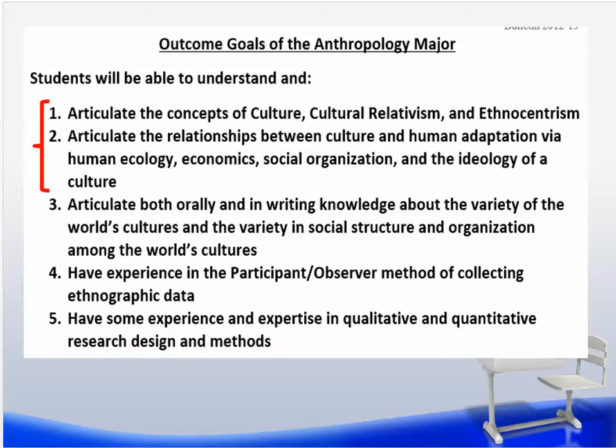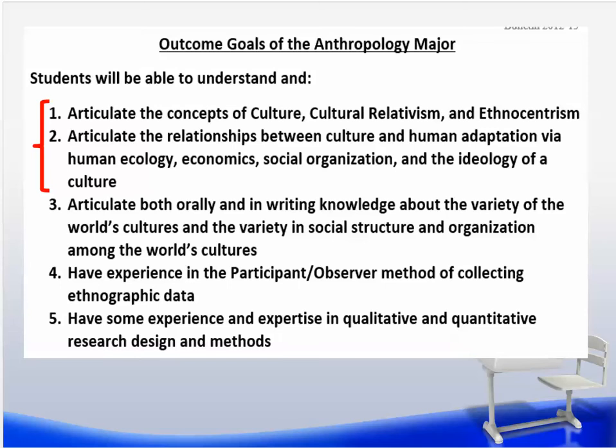To articulate the concepts of culture, cultural relativism, and ethnocentrism. That is, every graduate would be able to understand these things. 2, to articulate the relationship between culture and human adaptation via human ecology, economics, social organization, and the ideology of a culture. And 3, to articulate both orally and in writing about a variety of the world's cultures and the variety in social structure and organization among the world's cultures.